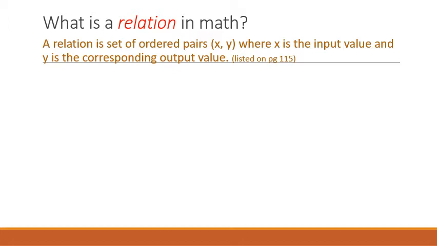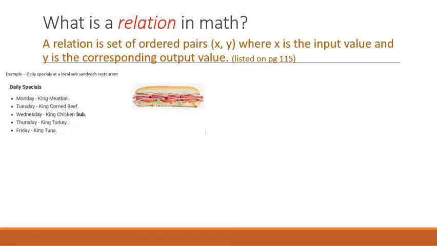The first vocabulary term we're going to talk about is relation. Your author states that a relation is a set of ordered pairs (x, y), where x is the input value and y is the corresponding output value. That definition is listed on page 115. So let's look at an example of how we could represent a relation.